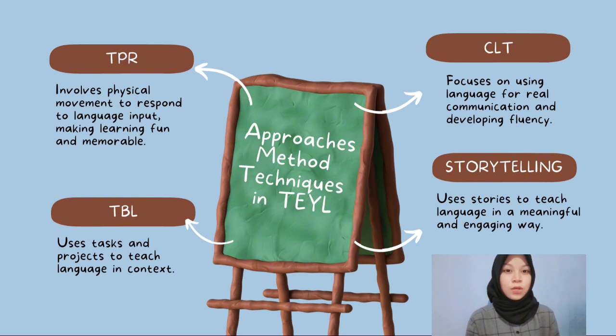And number 2 is CLT, or Communicative Language Teaching. CLT focuses on using language for communication and developing fluency. For example, engaging students in conversations, role plays, and group discussions. And number 3 is TBL, or Task-Based Learning. Use tasks and projects to teach language in context. For example, planning a class party, creating a poster, or conducting a survey.